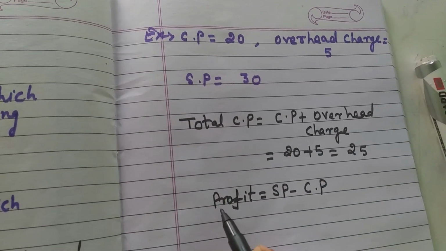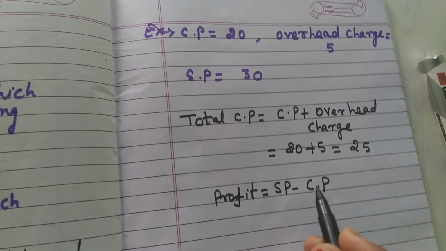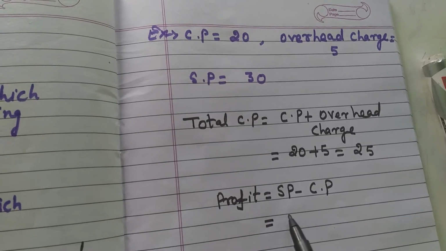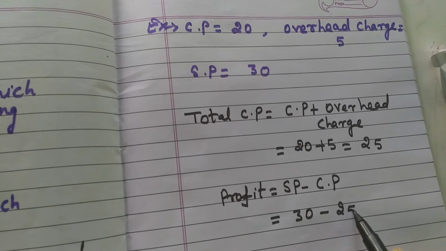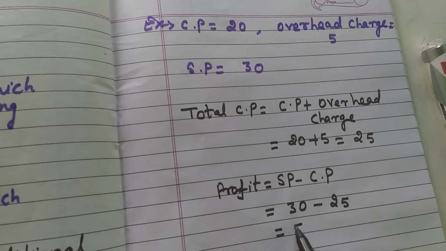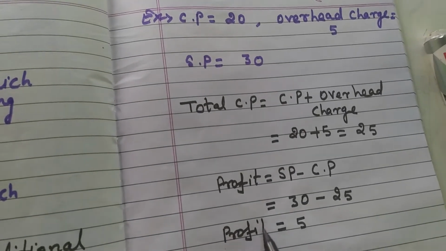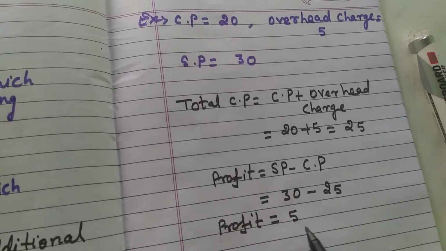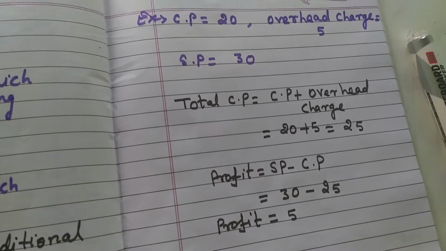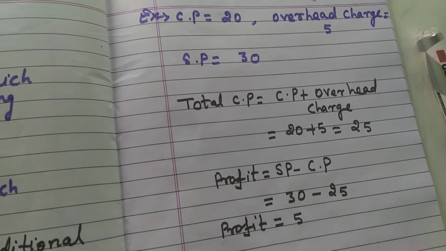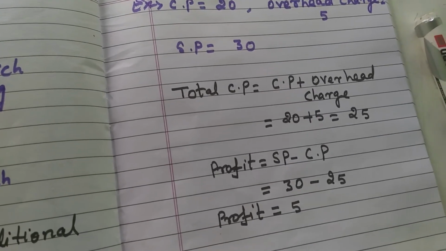How can you find the profit? Profit is equals to SP minus CP. Now put the value here. SP is 30 rupees according to the question. CP is 25 rupees. We are getting here 5 rupees profit. Okay. So what is the profit for this question? 5 rupees. Is it clear? I hope the concept of profit and loss is clear for you. Okay. So let's do the exercise part.